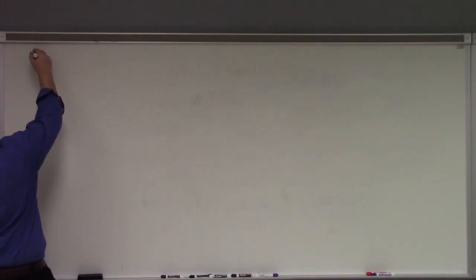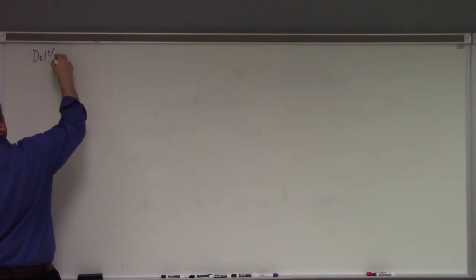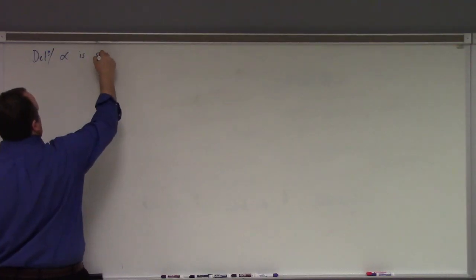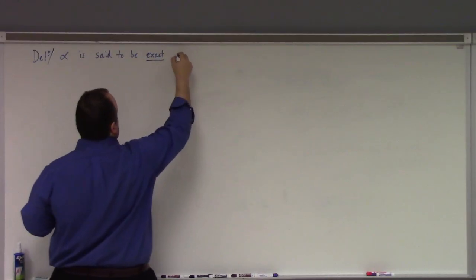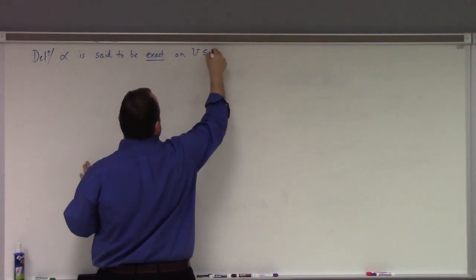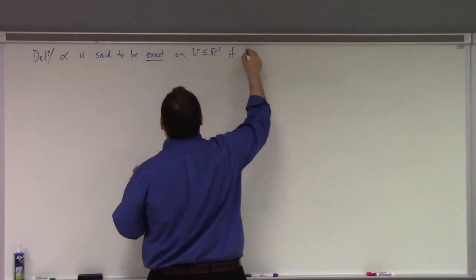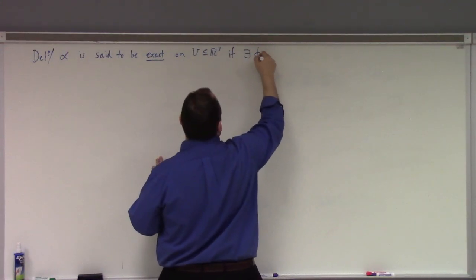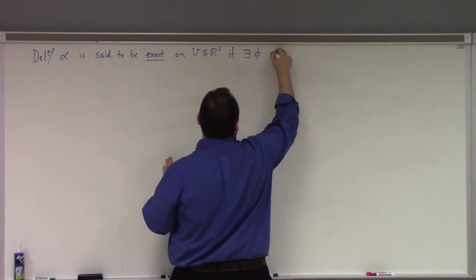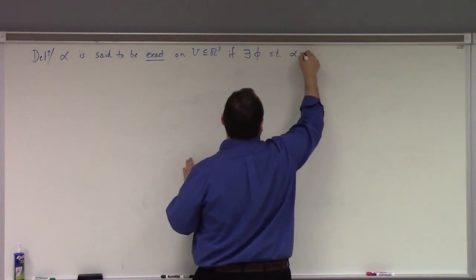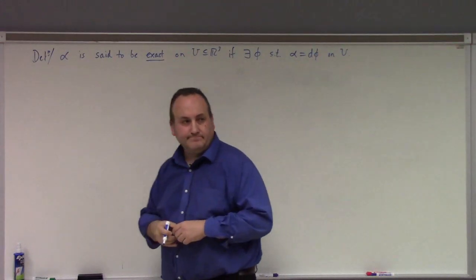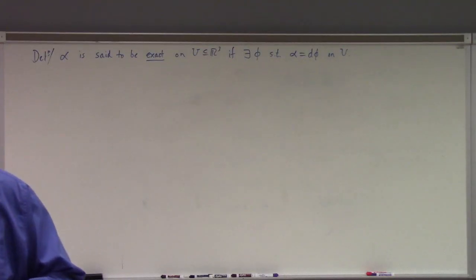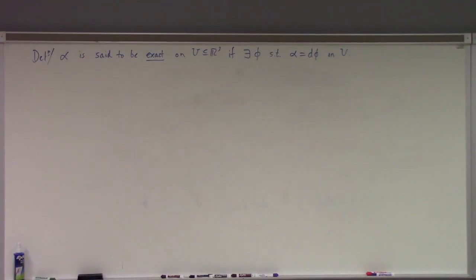Maybe this would be helpful. Definition: alpha is said to be exact on U, a subset of R3, if there exists phi such that alpha is equal to d phi on U. Does that remind you guys of anything?